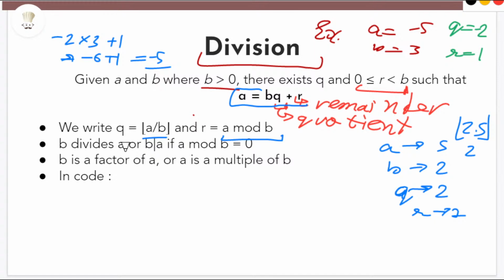b divides a. This is just a symbolic form for b divides a. Let me show the symbolic form. It's just a single stick between them, right?